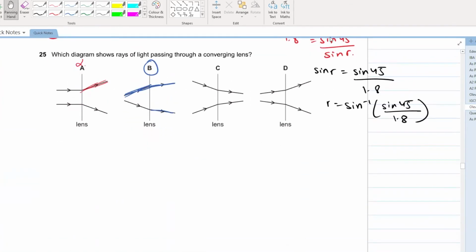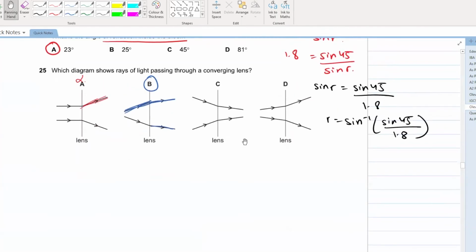Now, a student has asked, Sir, why can't it be C? Why not C? Very good. Beta, if you examine C, what is happening in C? Let's see.